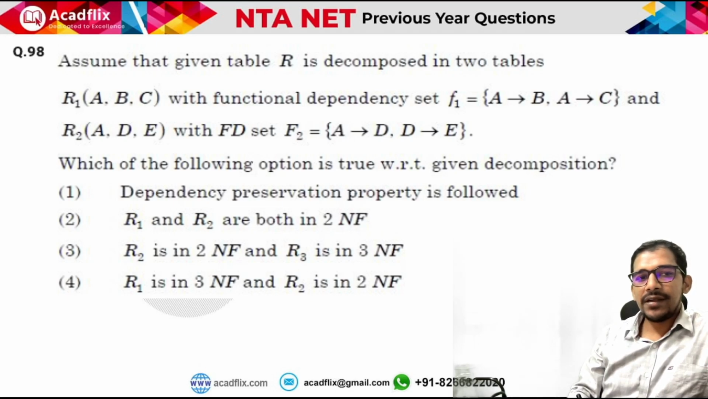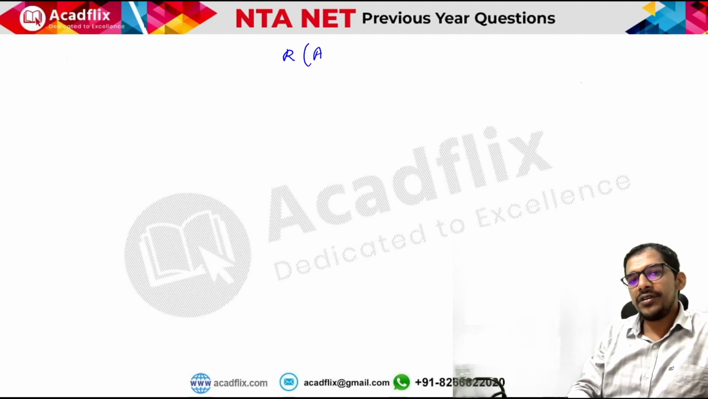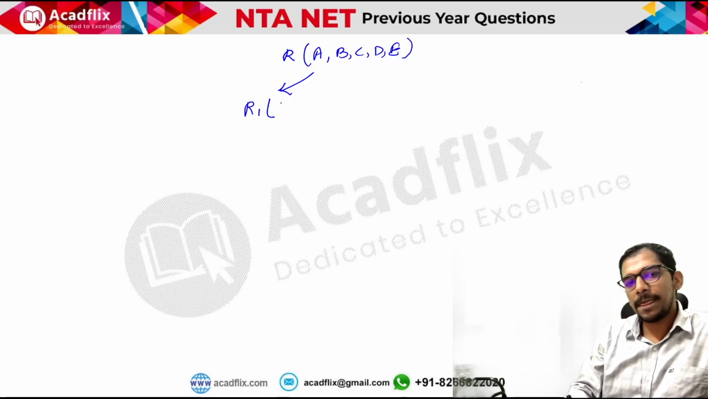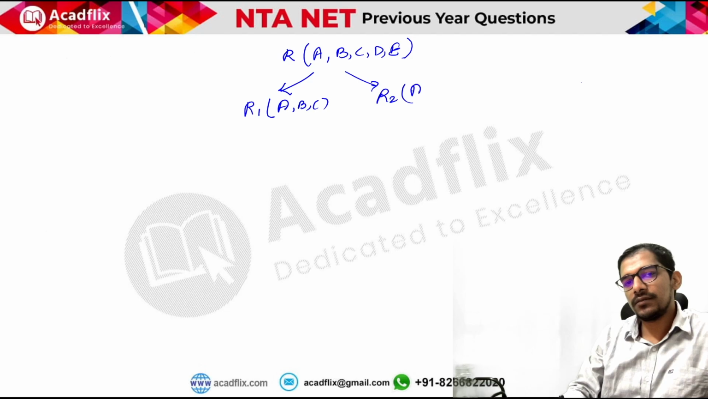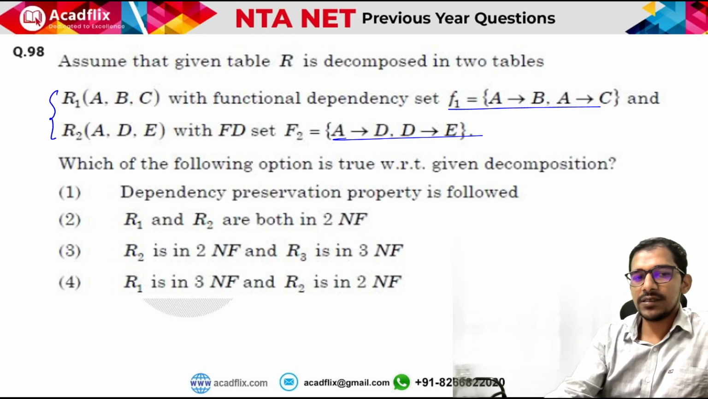Now question number 98: we are given two relations with functional dependencies. They are asking which of the following is true with respect to the given decomposition. So we had the original relation R with attributes a, b, c, d, e, and there were some functional dependencies. We have divided this relation into two sub relations, R1, which has a, b, c, and R2, which has a, d, e. We need to check whether they are dependency preserving and lossless or not.